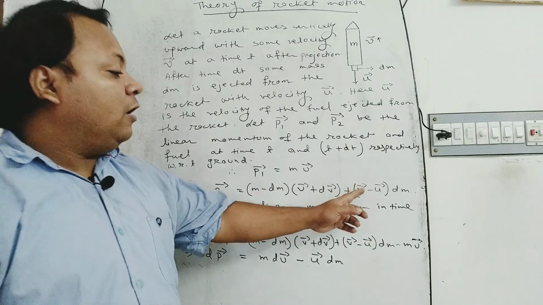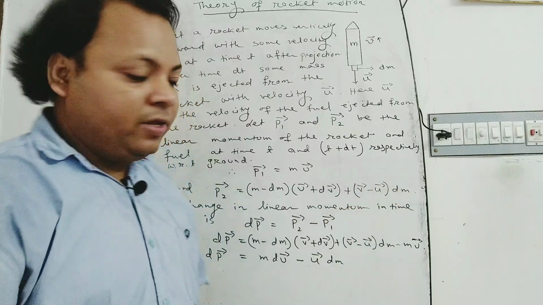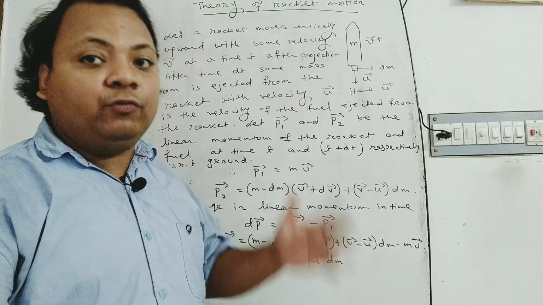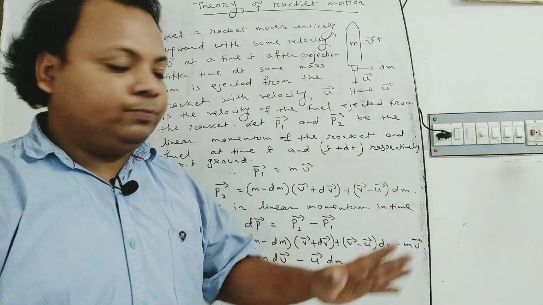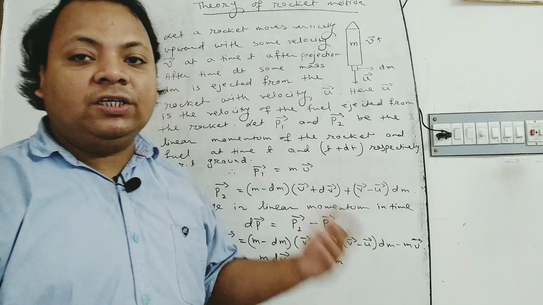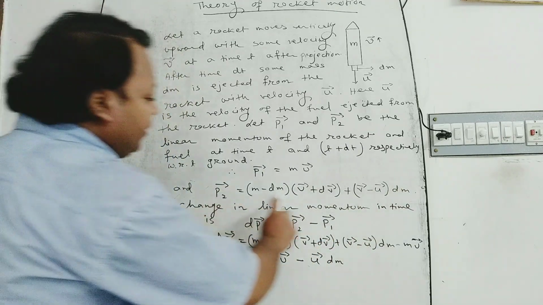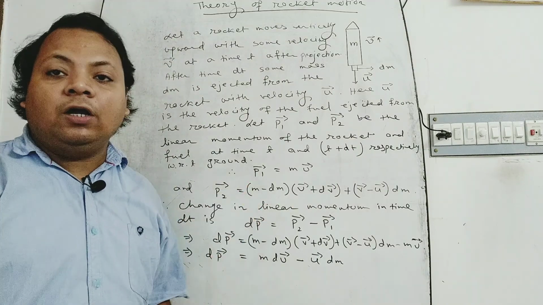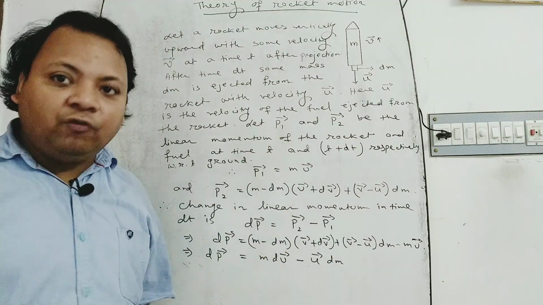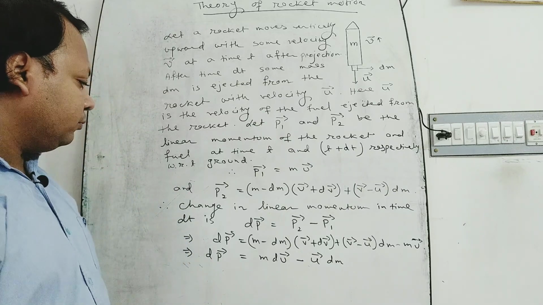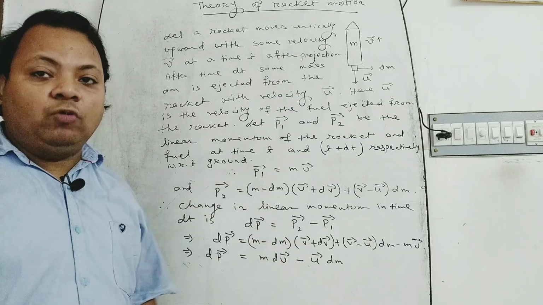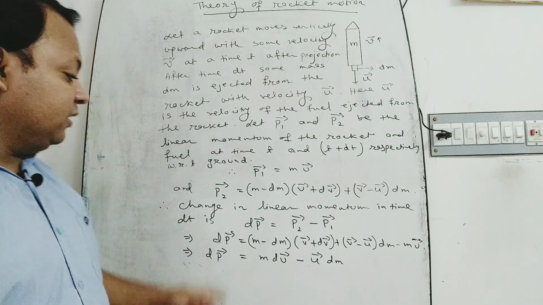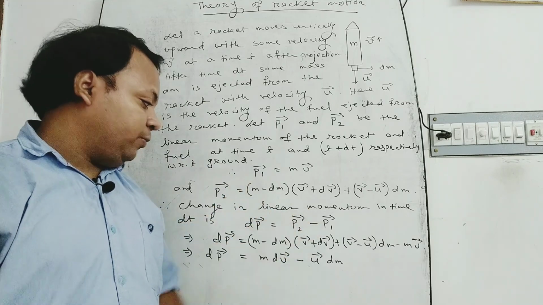plus v minus u into dm. Here v minus u is the velocity of the fuel with respect to the ground, and dm is the mass of the ejected fuel. Therefore, p2 is the linear momentum of the rocket plus ejected fuel with respect to the ground. Now, the change in linear momentum during time dt is dp is equal to p2 minus p1.